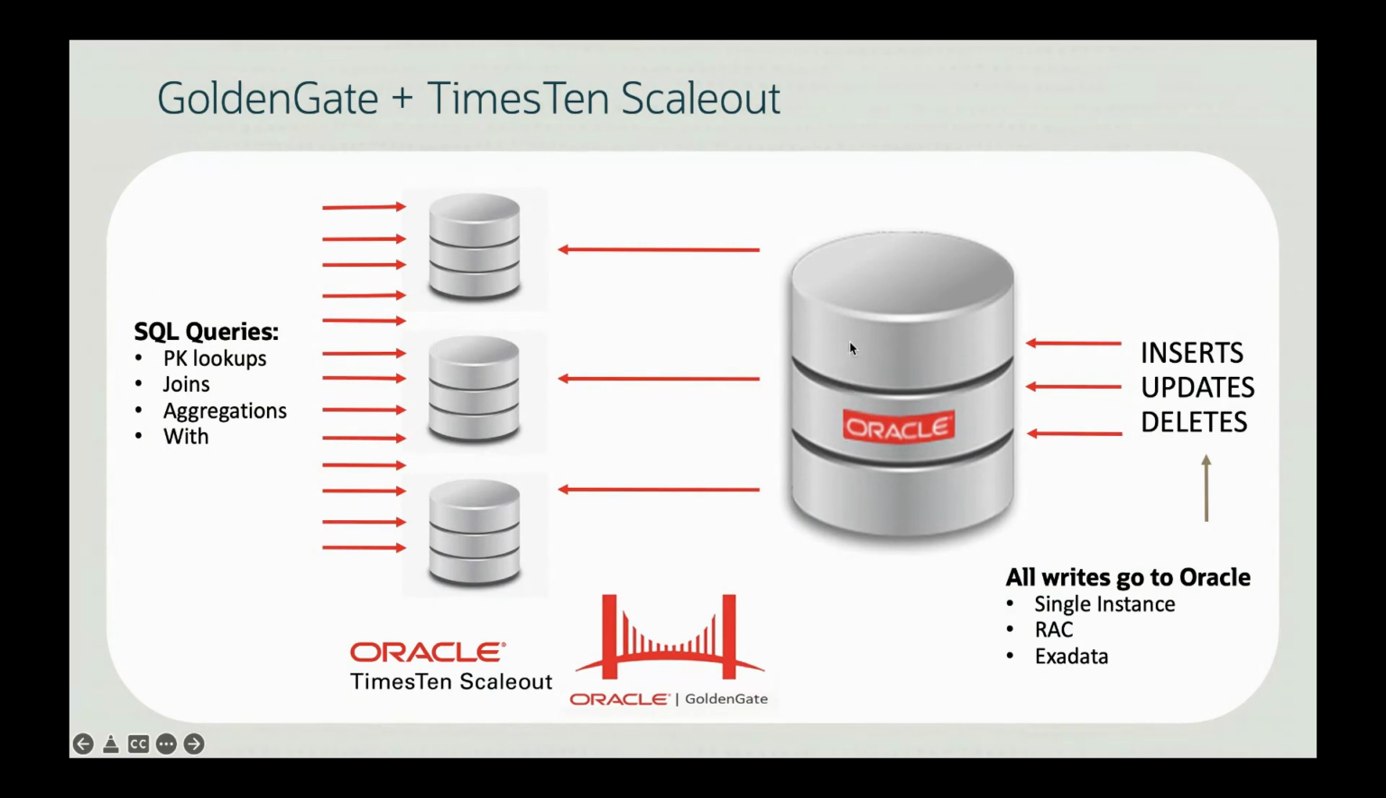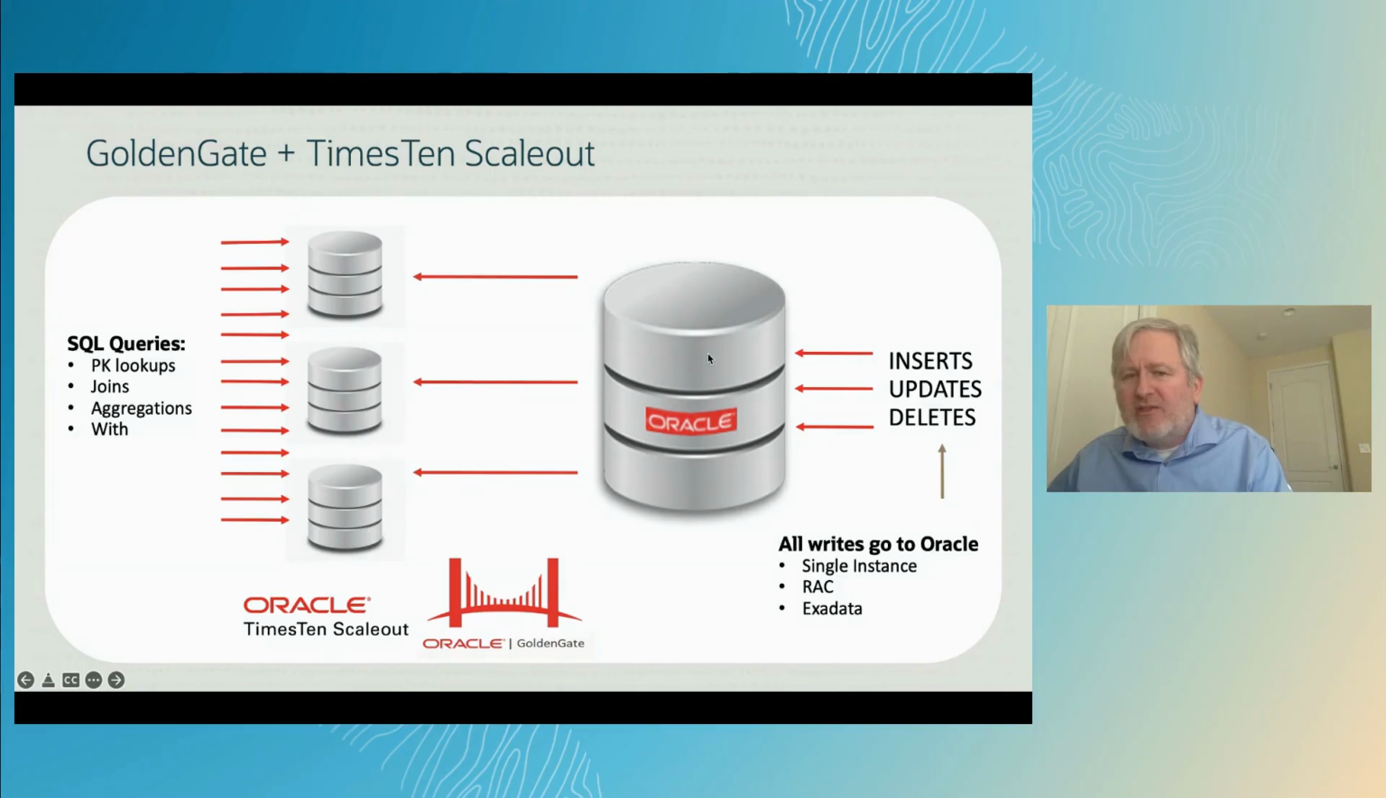Another customer was using TimesTen Scale Out with GoldenGate and Oracle. When you're using GoldenGate, it doesn't matter whether you're using single instance Oracle, Real Application Clusters, or Exadata. Your committed inserts, updates, and deletes get applied to the Oracle database instances. GoldenGate captures them, sends them, and applies them to your TimesTen cache, whether it's single instance or TimesTen Scale Out. So what this customer did was apply all their nasty queries against the clustered version of the cache, which allowed us to process all that in parallel.